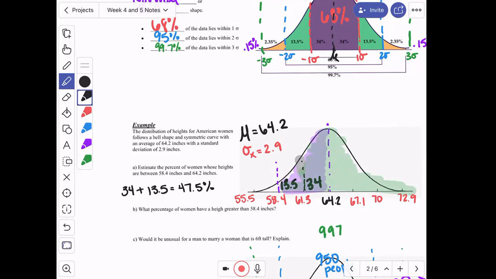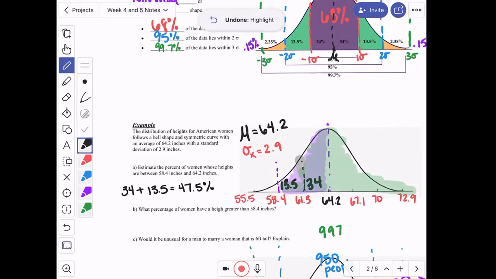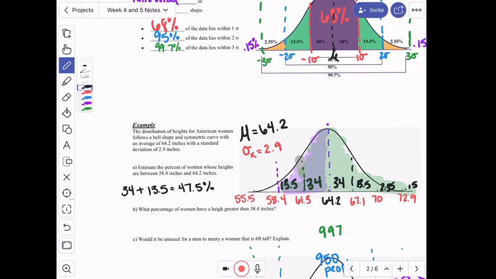So when I do that again, I'm looking at the chart. This right here is 34. This right here is 13.5, 2.35, 2.15. I can add all these up. If I add all those up, anybody get an answer right there? Shouldn't it be 97.5? Yeah, so this would be 97.5%. You can add them all up that way.